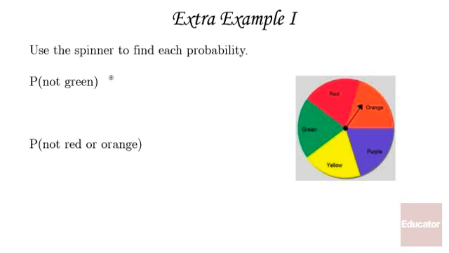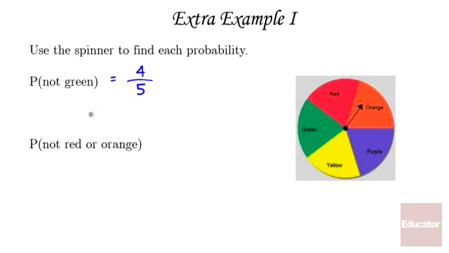So, I can look for all of the colors that are not green. I have 1, 2, 3, 4 that are not green. So my desired outcome, again, is not green. There's 4 of them, over a total of 5. So the probability of not green will be 4 over 5.